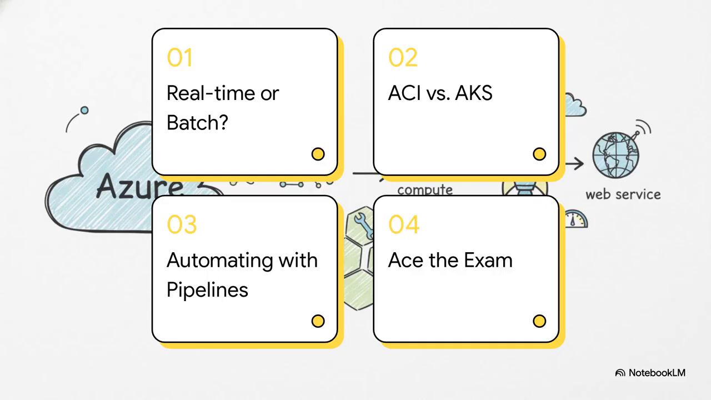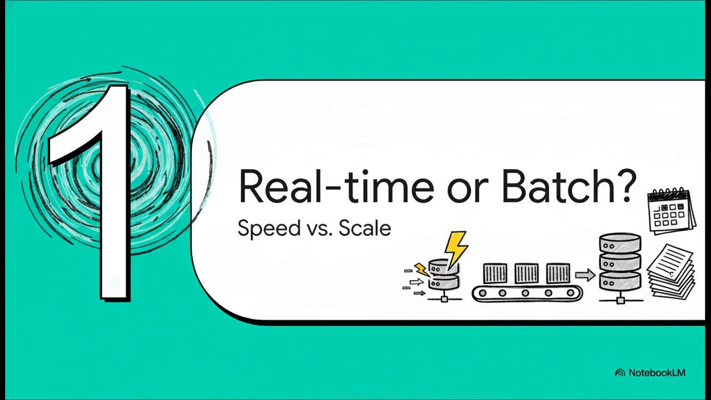So here's our game plan. First up, we're tackling the big one. Do you need real-time or batch processing? Then, for those real-time services, we'll figure out where your model should live, ACI or AKS. After that, we'll get into automating the whole shebang with pipelines. And to wrap it all up, we'll test what we've learned with some exam-style questions. Let's dive in.